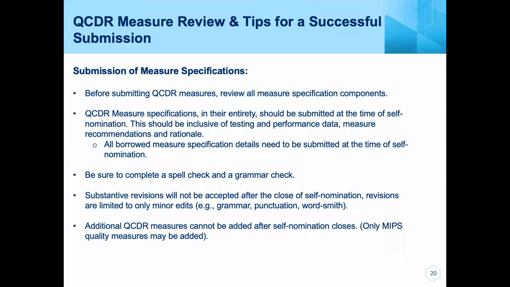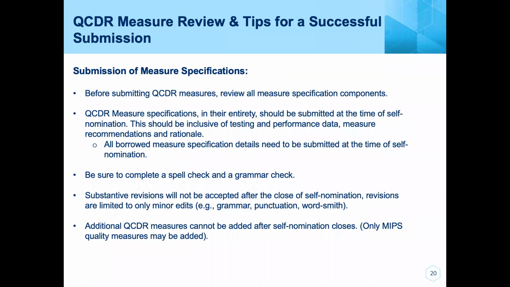So this area is meant to be like a frequently asked questions, things that we have noticed that have created some issues during the self-nomination of the QCDR measures. One is the submission of the QCDR measure specifications using the self-nomination web form that's found within the QPP website. So before you submit your QCDR measures, please review all the measure specification components for accuracy.